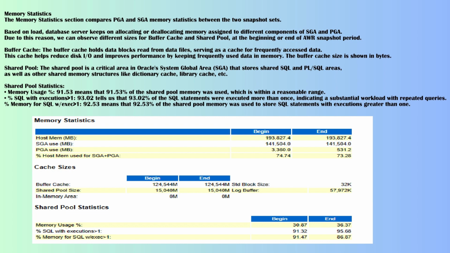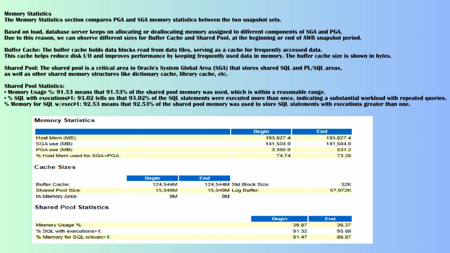Shared pool. The shared pool is a critical area in Oracle's System Global Area, SGA, that stores shared SQL and PL/SQL areas, as well as other shared memory structures like dictionary cache, library cache, etc. Extremely high % usage of the shared pool indicates a need for increasing the shared pool size, while a very low utilization indicates a larger than required pool size for the given workload.